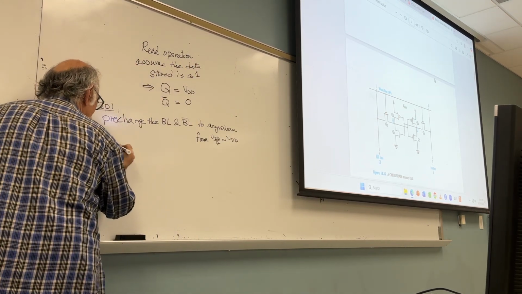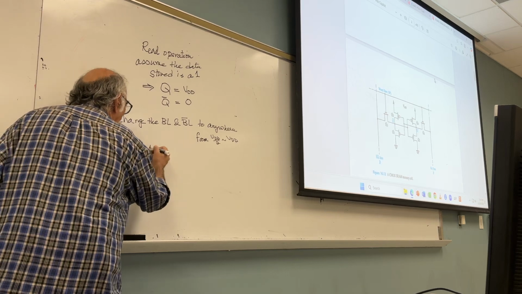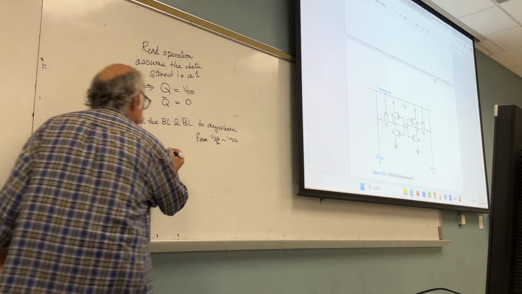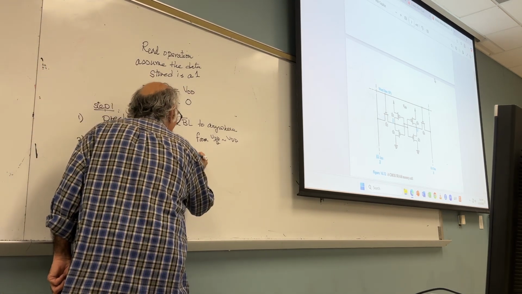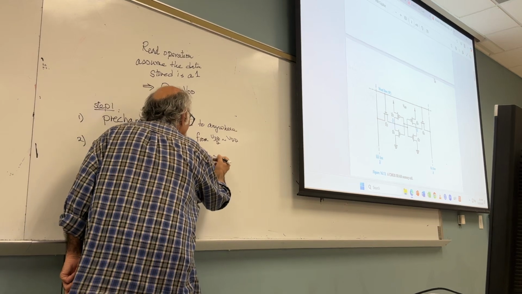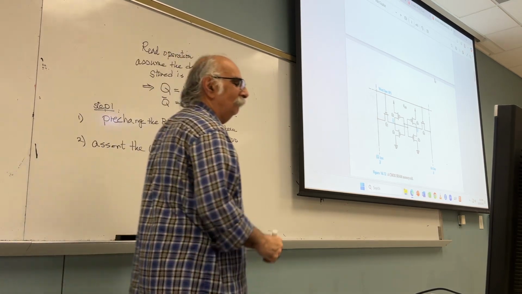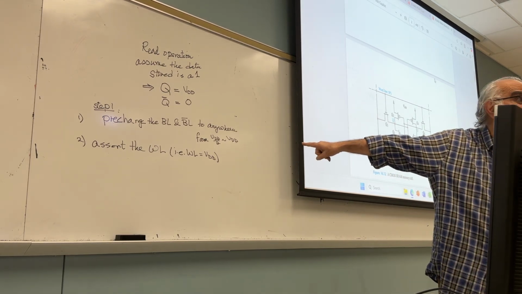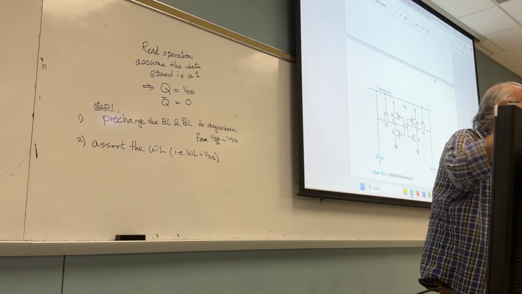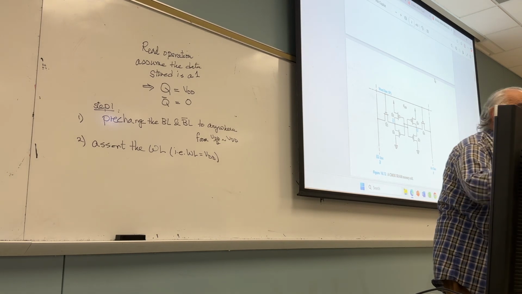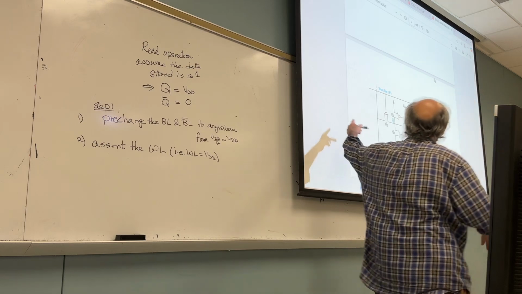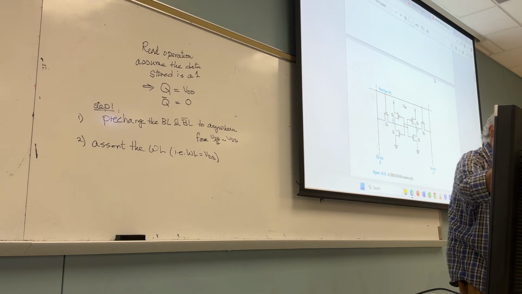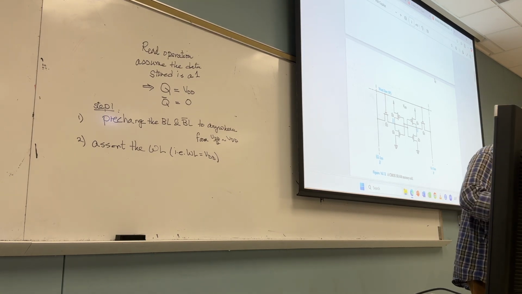Second step, assert the word line. What does assert mean? Assert means the word line is VDD. Did you get it or not? Notice, by the way, this is not the same as pre-charging. This is the output of the decoder when the input is, let's assume this is row 0, when the input to the decoder is 0, 0, 0. Did you get it? Last time we discussed it.